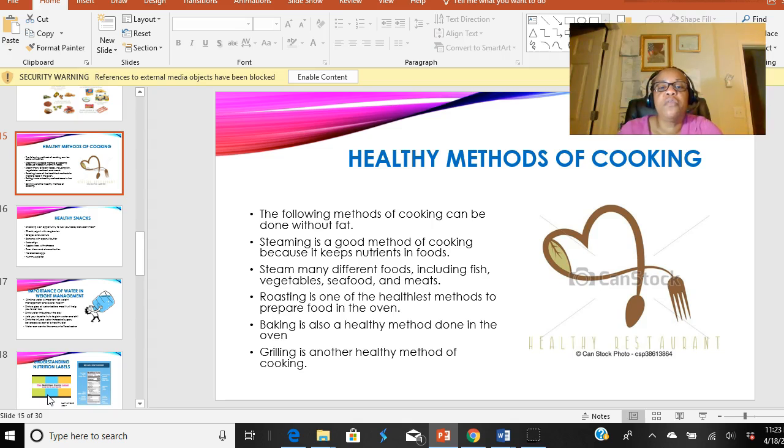Roasting is another one of the healthy methods of cooking, and this is done in the oven. Baking, also done in the oven, is another healthy cooking method, and we have grilling. So all these methods of cooking can be applied if you really want to eat healthy, because they can be done without the use of added fats to the food.